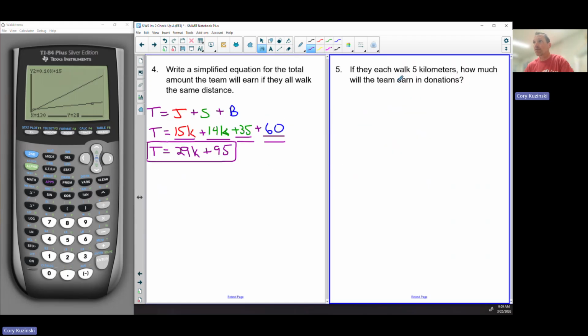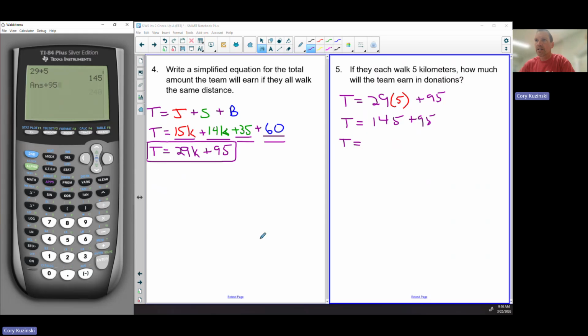If they each walk 5 kilometers, how much will the team earn? Okay, yeah, it's going to be easiest for us to use this equation. Let's go 29 times 5 kilometers plus the $95. Okay, so for walking that 5 kilometers, they're going to earn $145. They already have $95 in cash that we can add to that. So our total is going to be, let's add the 95, $240.